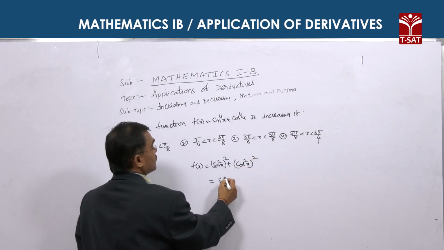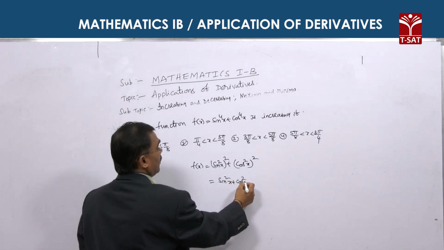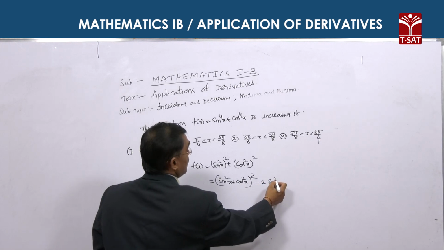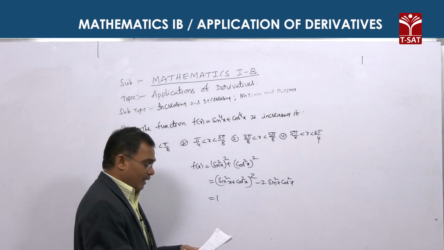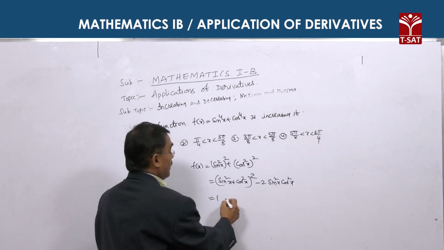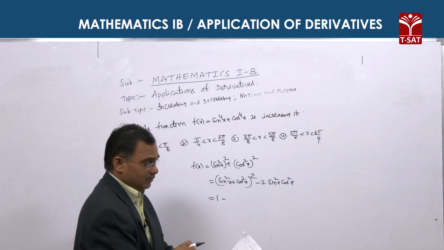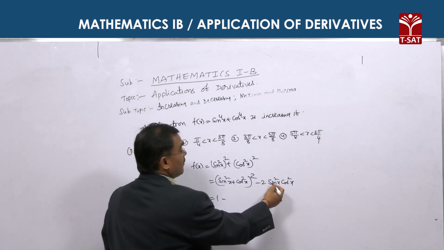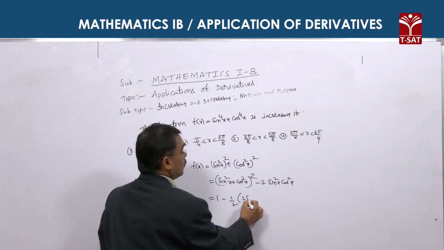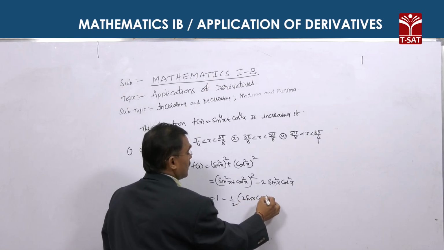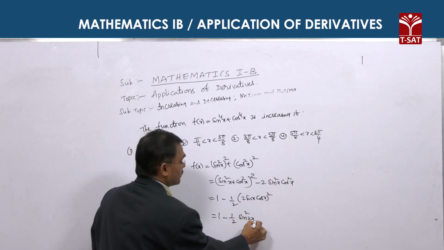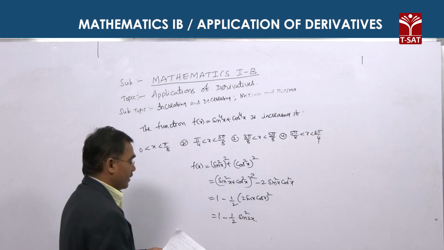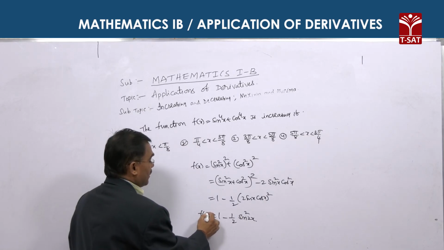This can be written as (sin²x + cos²x)² using a² + b² = (a + b)² - 2ab, minus 2 sin²x cos²x. The value of sin²x + cos²x is 1, so we get 1 minus 1/2 times (2 sin x cos x)², which is 1 minus 1/2 sin²2x. So this is our f(x).